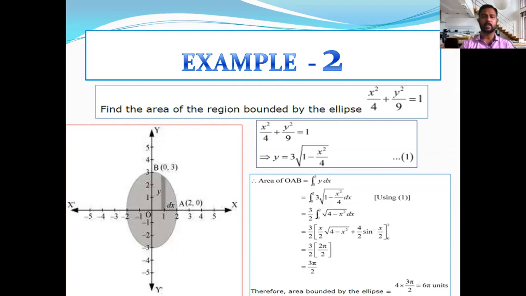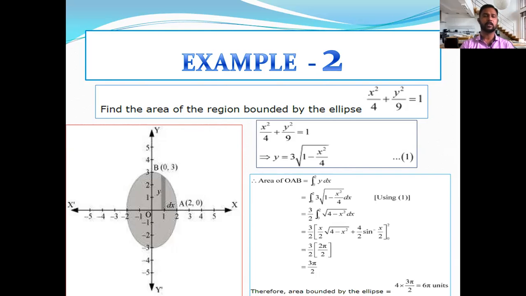We are taking along the x-axis 0 to 2 of y dx. Y is substituted as 3 times root of 1 minus x square by 4. Multiplying by 4, it is root of 4 minus x square dx. Using the formula, integral root of a square minus x square dx, which is x by 2 root of a square minus x square plus a square by 2 into sine inverse x by a. Under the limits, you have the result as 3 pi by 2, which is the area of that region in the first quadrant only. Therefore, the area bounded by the ellipse is 4 times what we got, 3 pi by 2, answer 6 pi units.